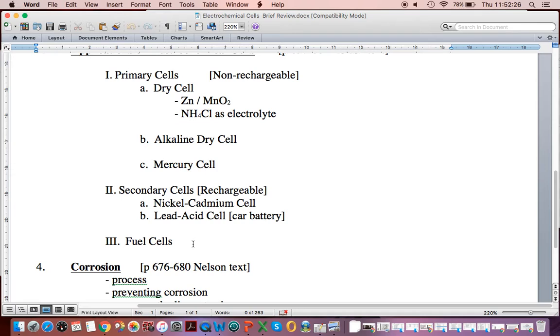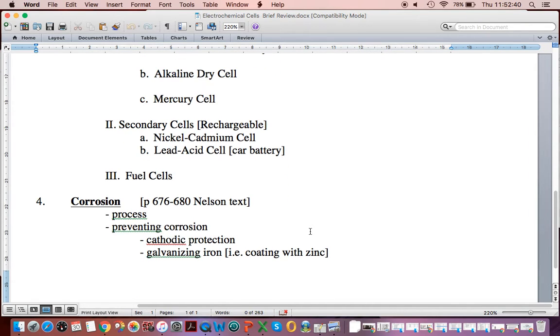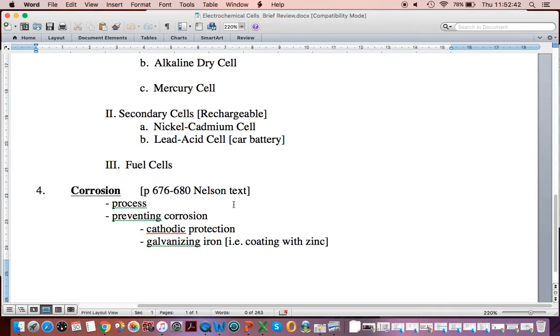Now, fuel cells are a separate category that we've talked about, and that's simply, yes, they're electrochemical, yes, they make electricity, but we keep supplying them with at least one of the reactants, and away they go and continue to produce electricity. Now, those are all positive things, making electricity and being very useful.